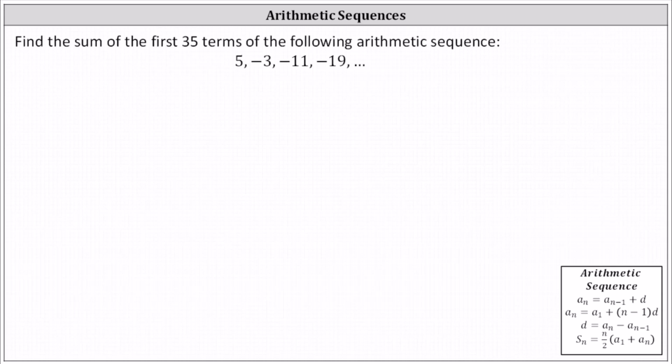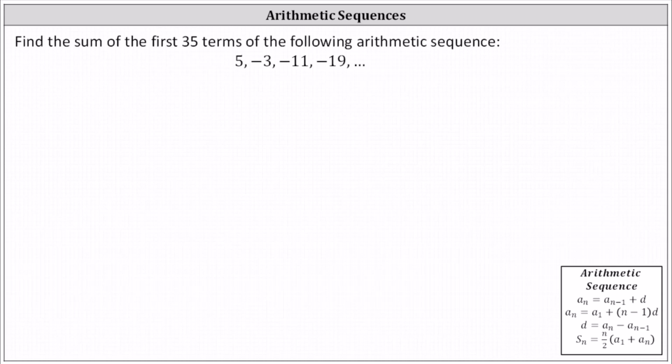Find the sum of the first 35 terms of the following arithmetic sequence. Because we have an arithmetic sequence, we know we have a common difference d, which is equal to a sub n minus a sub n minus 1, which means we can determine the common difference d by taking any term in the sequence and subtracting the term before it.